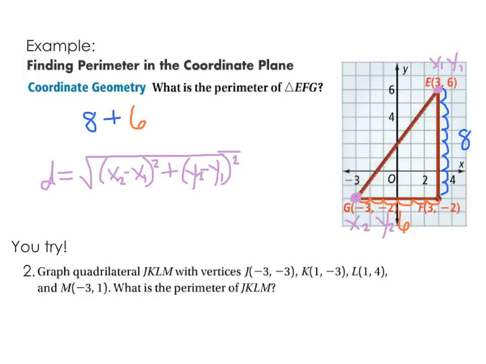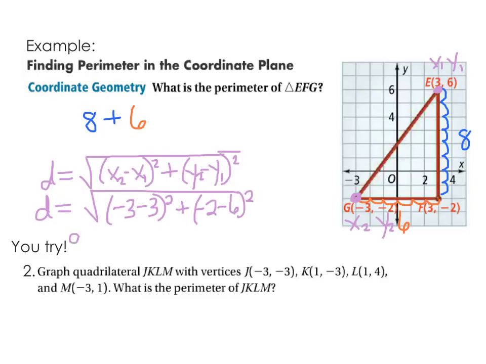So I'm just going to plug those in. D is equal to the square root of x sub 2 is negative 3 minus x sub 1 is 3, that quantity squared, plus the quantity of y sub 2, which is negative 2, minus y sub 1, 6, that quantity squared. So D is equal to the square root of negative 3 minus 3 is negative 6, and negative 6 squared is 36. Plus negative 2 minus 6 is negative 8, and negative 8 squared is 64.